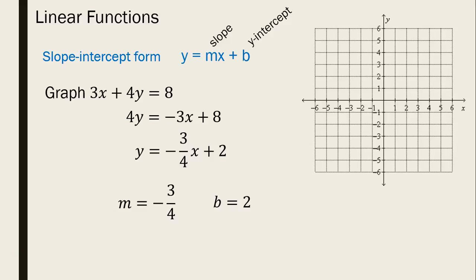So to graph the line using this information, the first thing we'll do is graph the y-intercept. And then, since the slope is negative 3/4, we can go down 3 and to the right 4 to find a second point on the line. If we connect that second point to our y-intercept, we'll have the line graphed.